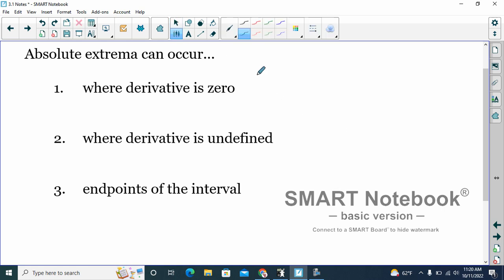These first 2 circumstances, where the derivative is 0 or undefined, are called critical numbers or critical values. Absolute extrema can only occur at critical numbers or at the endpoints of the interval.